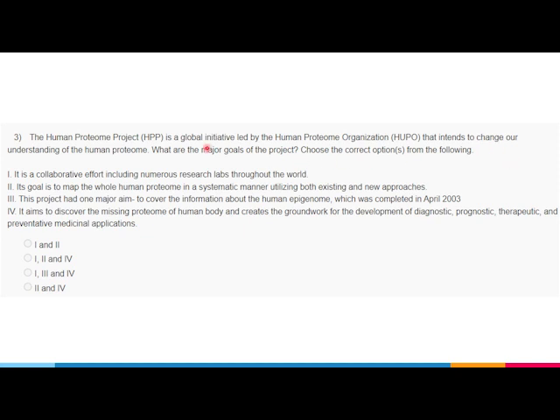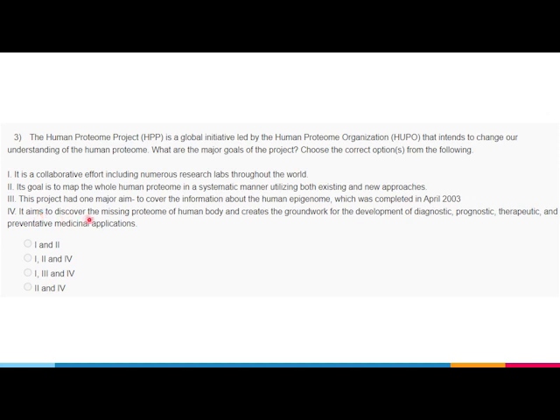So your options are: it is a collaborative effort including numerous research labs throughout the world. Its goal is to map the whole human proteome in a systemic manner using both existing and new approaches. This project has one major aim, which is to cover the information about the human epigenome, which was completed in April 2003.